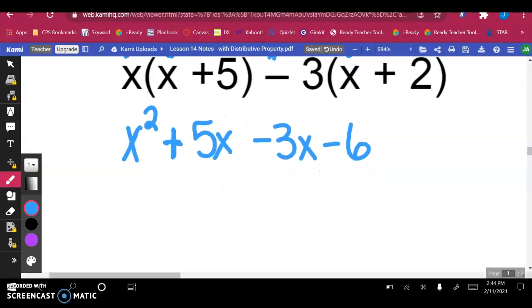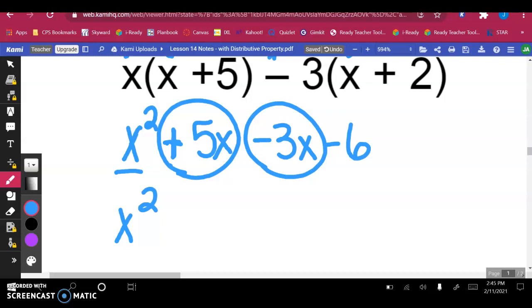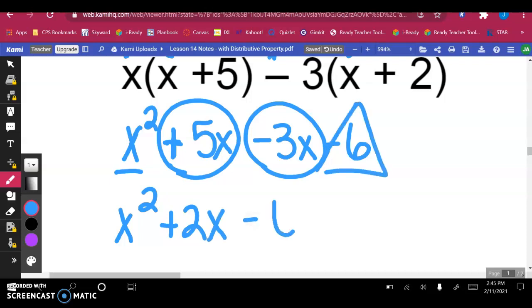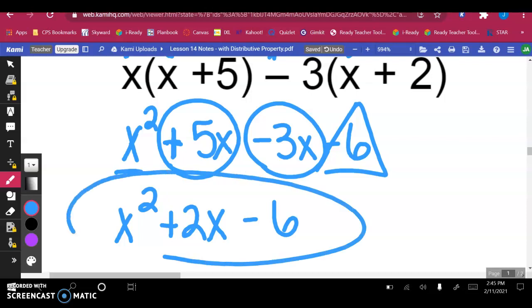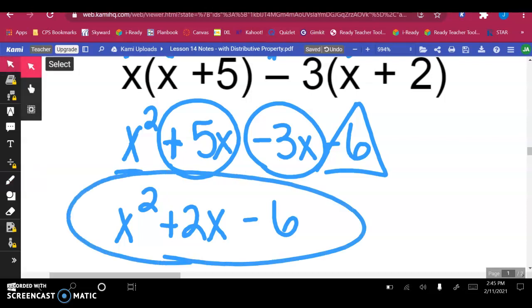Then we look to see if we can combine like terms. We have an x squared. There's no other ones of that, so we're going to bring that down. Then we have this positive 5x and this negative 3x. So 5 minus 3 is positive 2x, and then negative 6 is all by itself, so we bring that down to have our simplified answer.